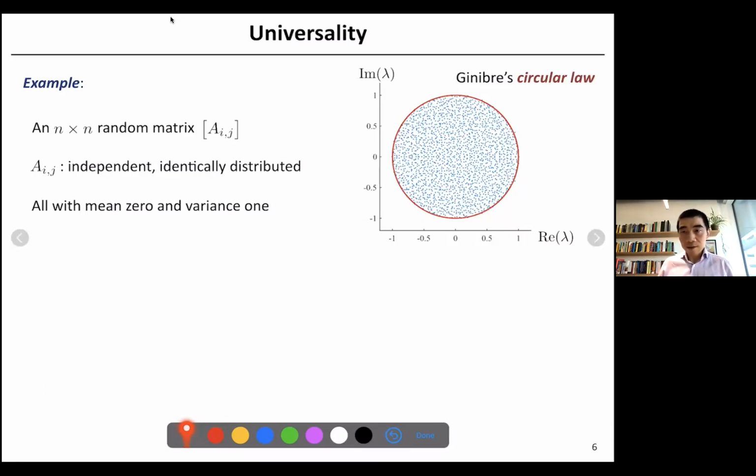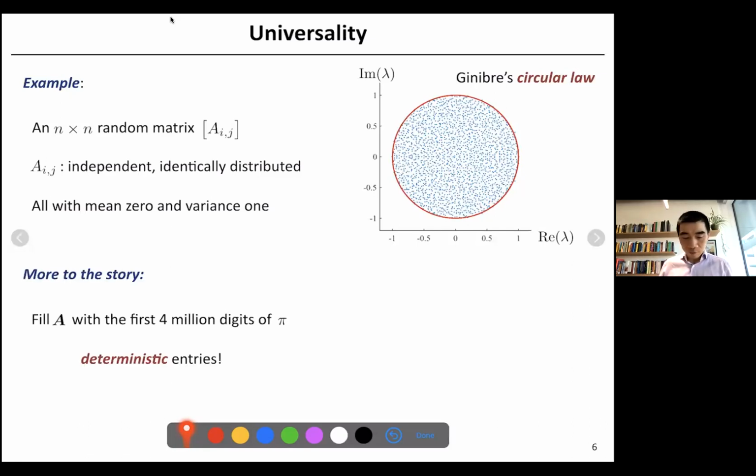And this is indeed a phenomenon of universality, because here we're not making further assumptions on the distribution of these random variables. The only requirements are that they have zero mean and unit variance. And there's actually more to the story. Here we have a random example, but what if we have a deterministic matrix?